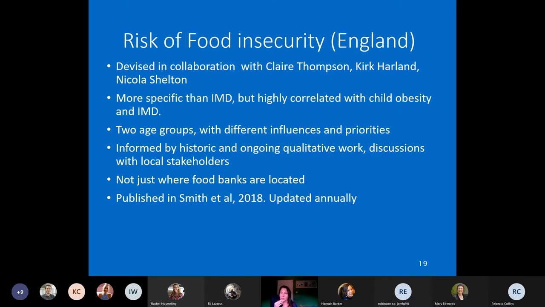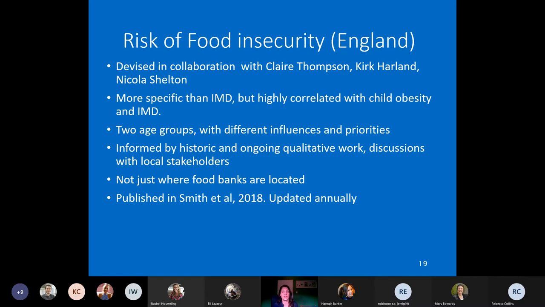My other colleagues are Kirk Harland, who worked for the Health and Social Care Information Center for quite a long time, and Nicholas Shelton, who's a professor of epidemiology at UCL, and also has a very long interest in food insecurity and volunteers at a food bank. So again, it's like the index of multiple deprivation in that it's based on area level data about individuals. And we focused it on two different age groups, the under 65s and the over 65s. And it's very much informed by historic qualitative work and ongoing qualitative work.